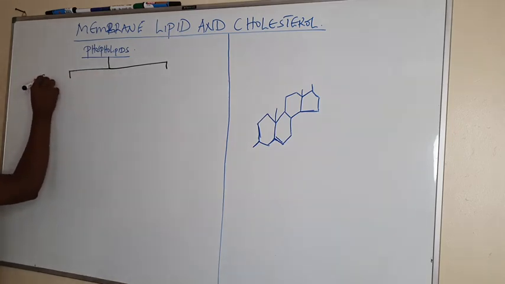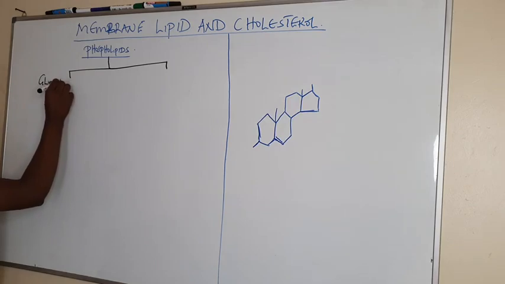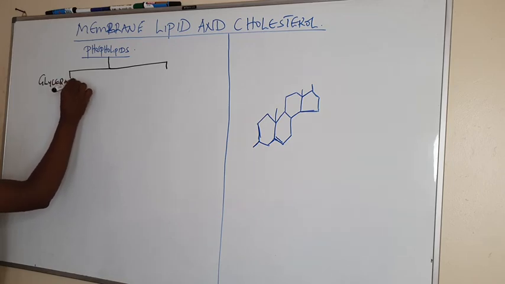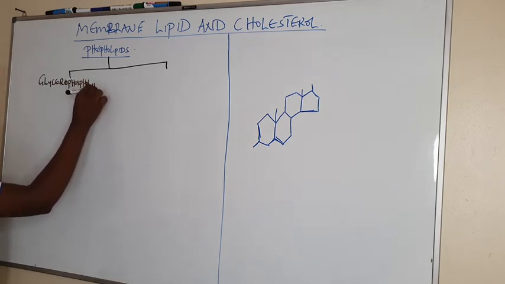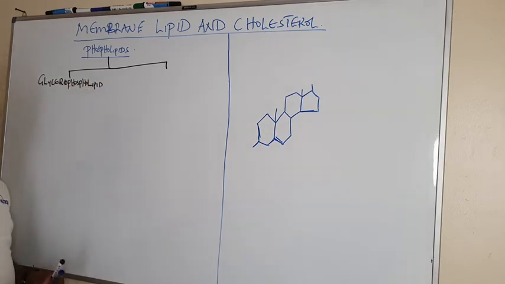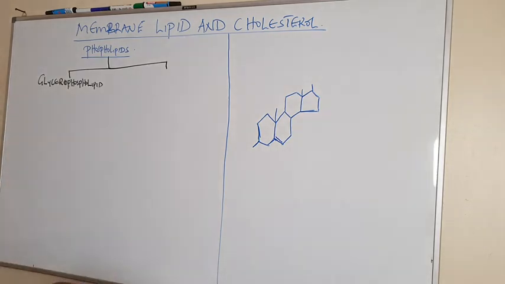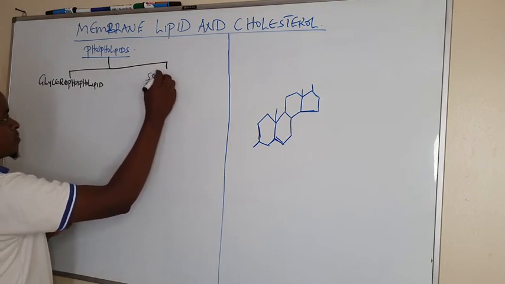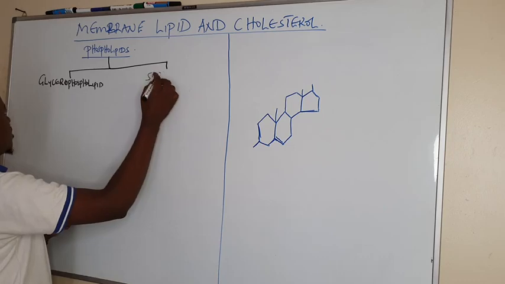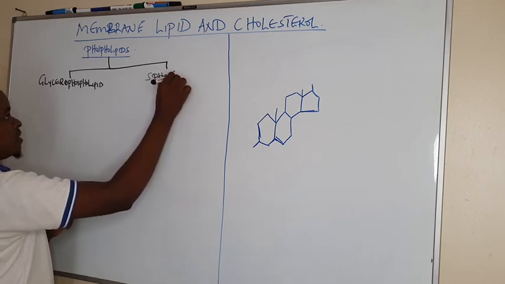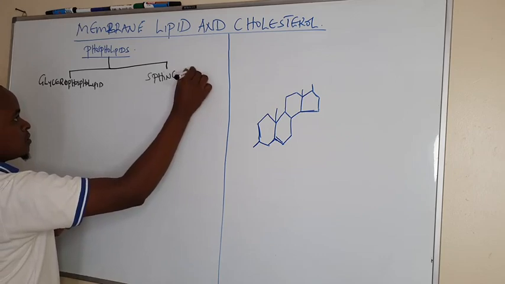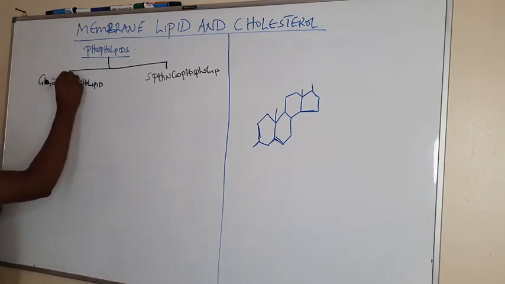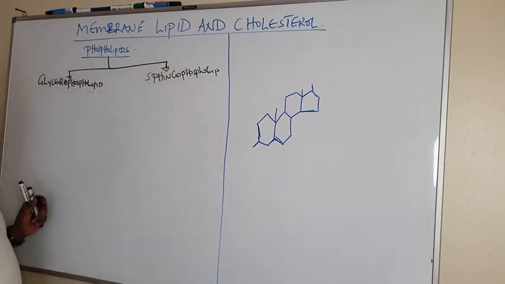whereby we have glycerophospholipids and the sphingophospholipids. So glycerophospholipid and sphingophospholipid, these are the two examples of membrane phospholipids.